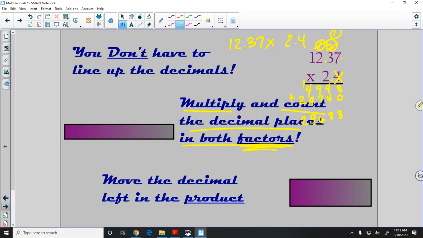Alright, so now where does our decimal go? We have to count how many decimal places we had. How many numbers were behind the decimal place? We had 1, 2, 3. So we're going to start with our decimal right here and move over 3 places: 1, 2, 3. There should be 3 numbers behind the decimal. So your answer ends up being 29 and 688 thousandths.